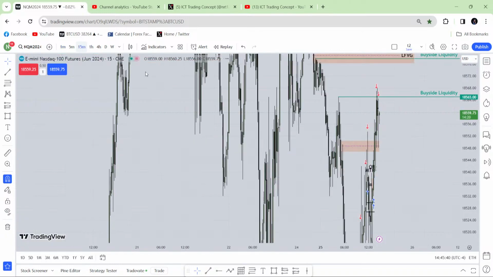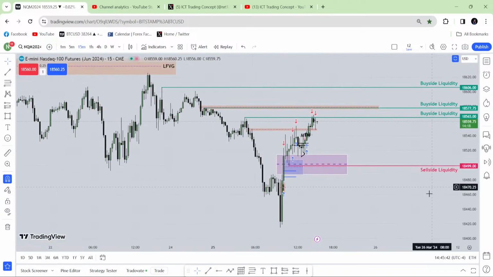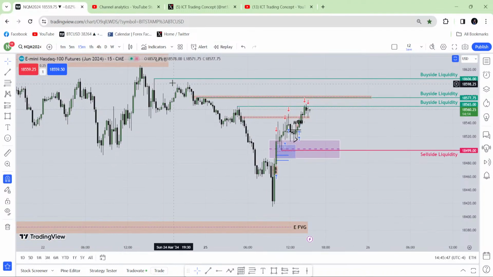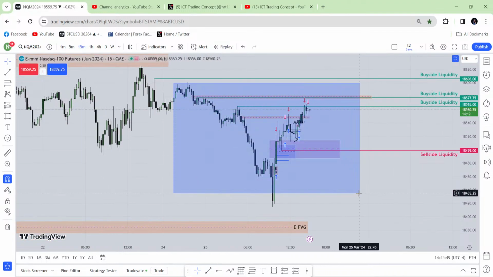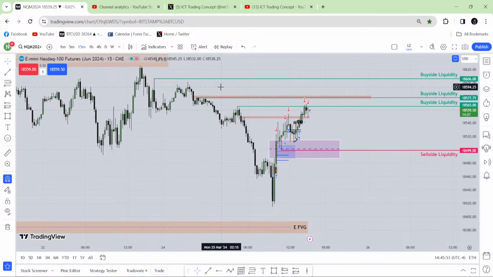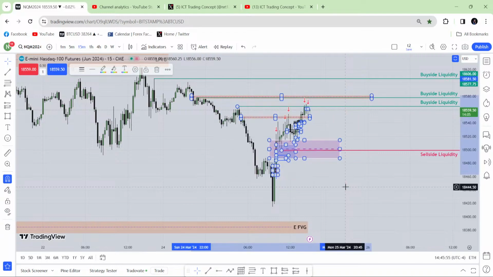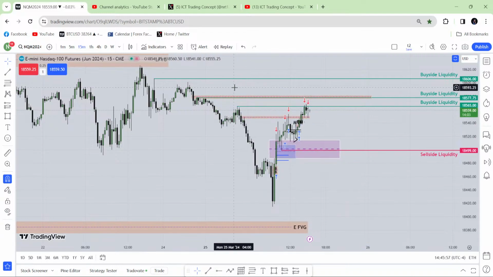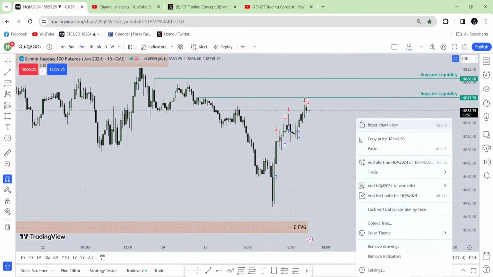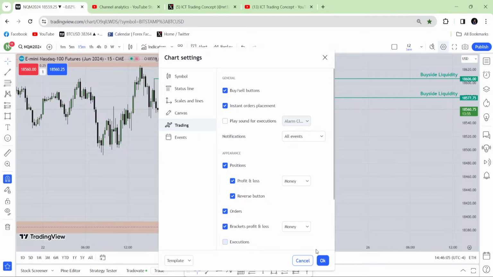How do you read the story from the 15-minute chart? What do you see from the 15-minute chart? Let me clean everything over here. Okay, I don't need that. Oh no, I need that. I don't need anything here. Just a second. Okay, let it go. And I'm going to close the execution.